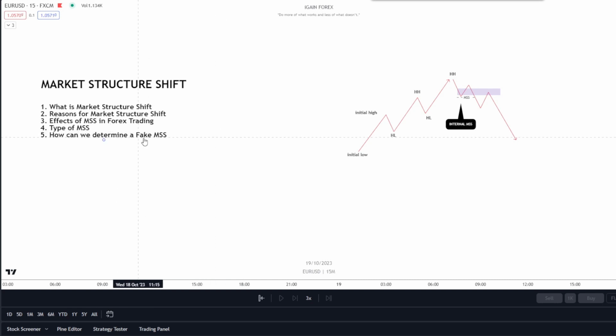Okay, so no matter how good a setup you have or what you've seen in the market, we cannot always argue with the market. The market is always right. So if you've seen a market structure shift, even though it is a good setup, but the market goes the opposite way, we could not argue with the market. So let me show you how we can determine that this market structure shift has a high probability that it will work.